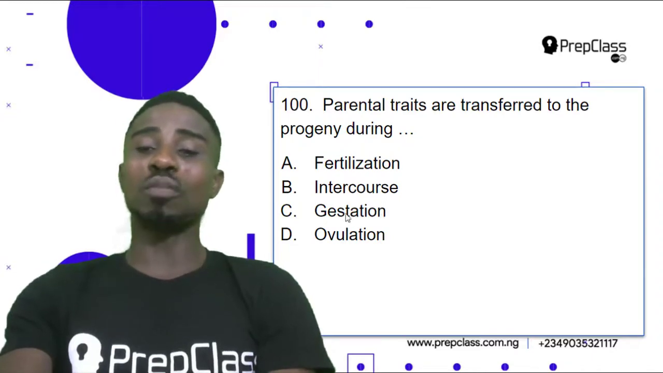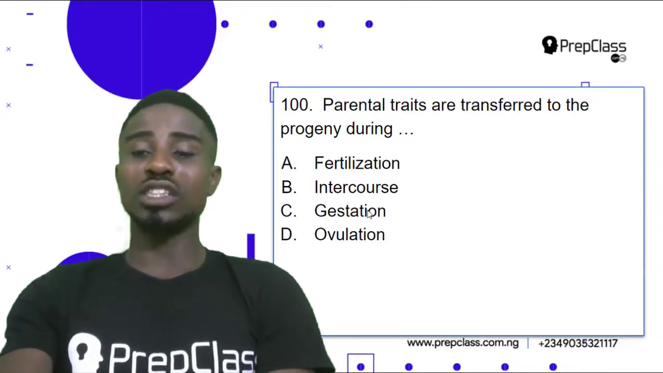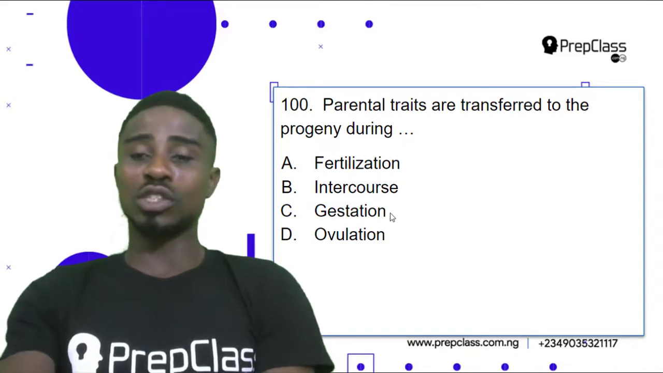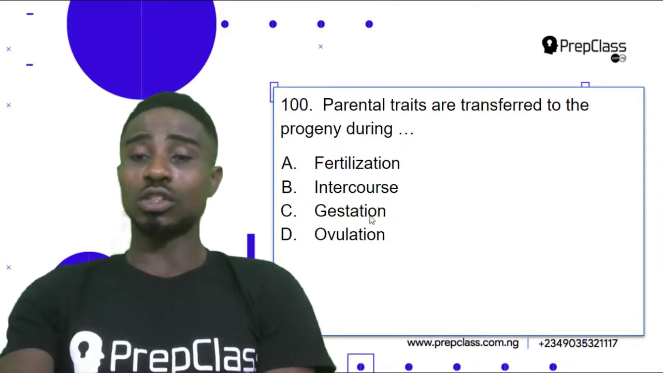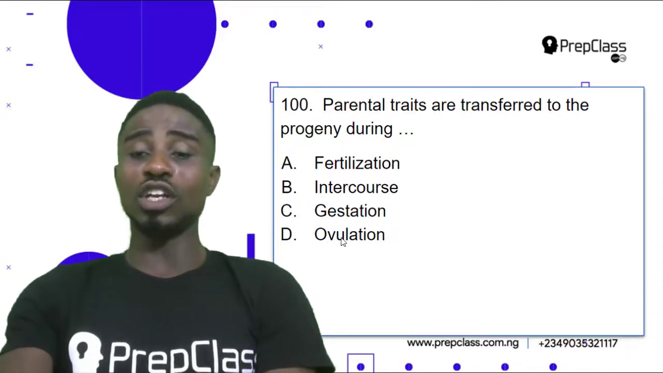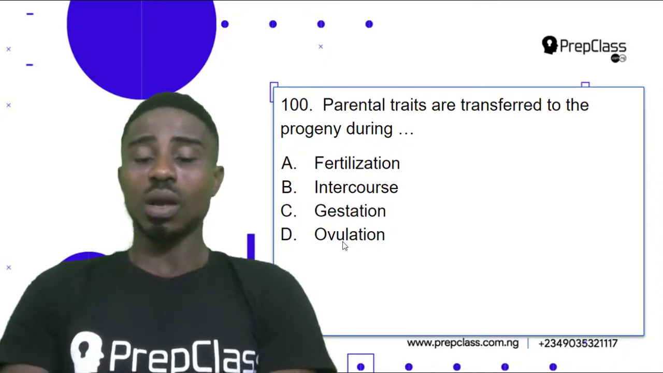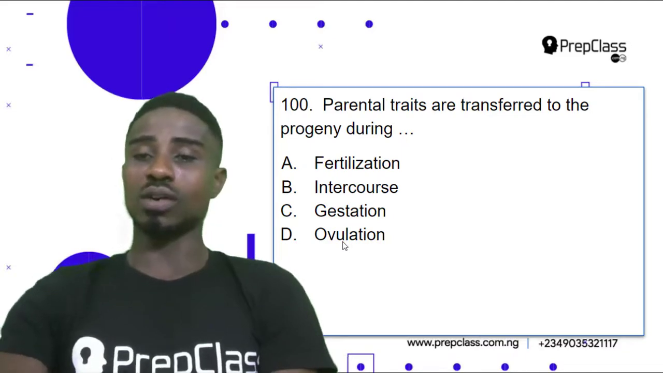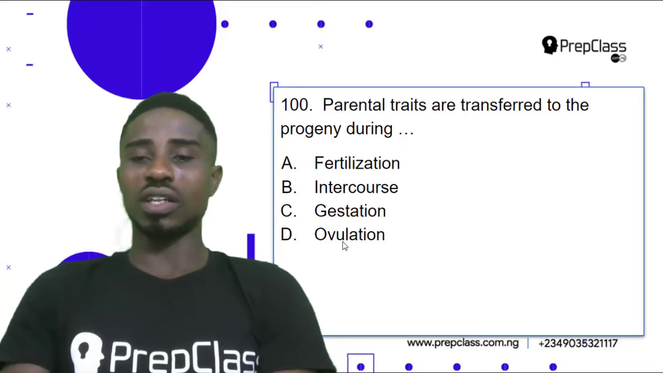Gestation is the period of pregnancy. So it's not during gestation, it is during fertilization when the male sex cell has met with the female sex cell. So there will be transfer of traits to the progeny. And it's not during ovulation. Ovulation is just the release of the female sex cell. So that's not our correct answer.